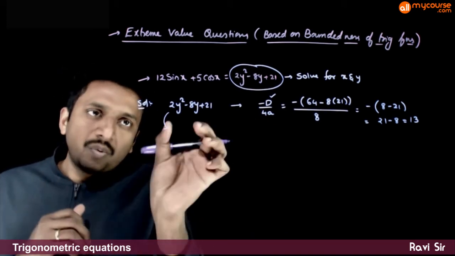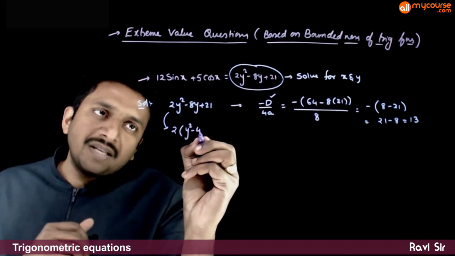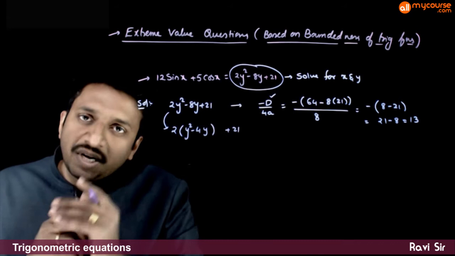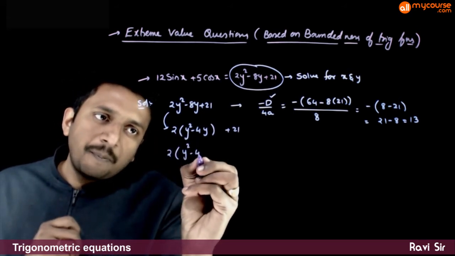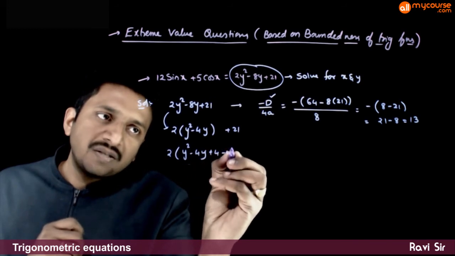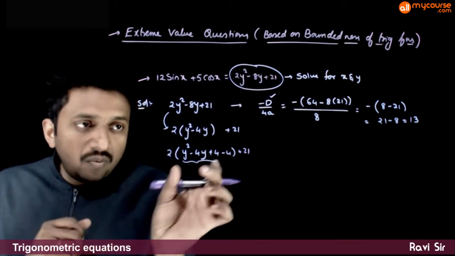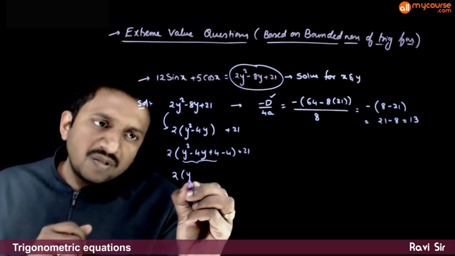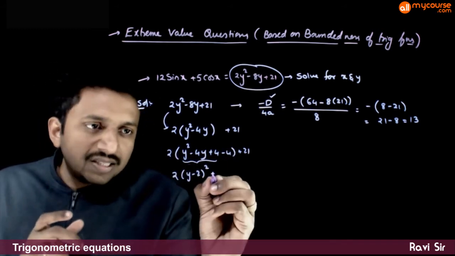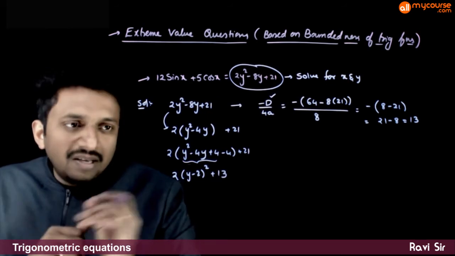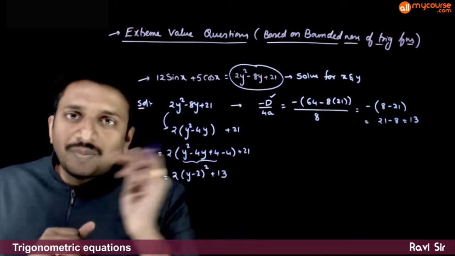So what you can do is you can write this expression as 2 times y square minus 4y plus 21. You just need to complete the square here. 2 times y square minus 4y plus 4 minus 4 plus 21. So y square minus 4y plus 4 becomes y minus 2 whole square. It is 2 times y minus 2 whole square minus 8 plus 21 is plus 13. So this expression can be written as 2 times y minus 2 whole square plus 13.